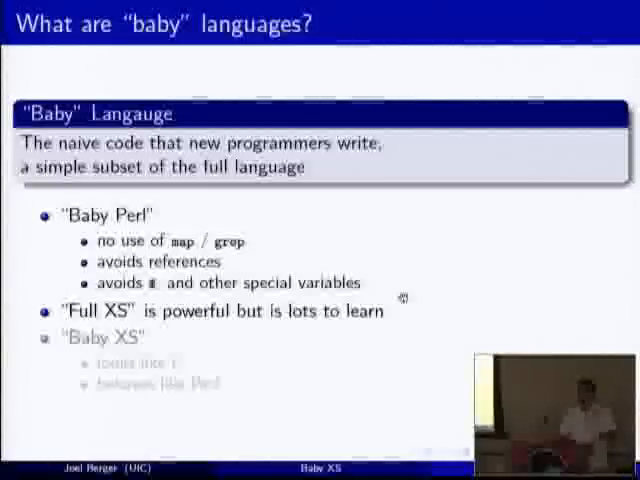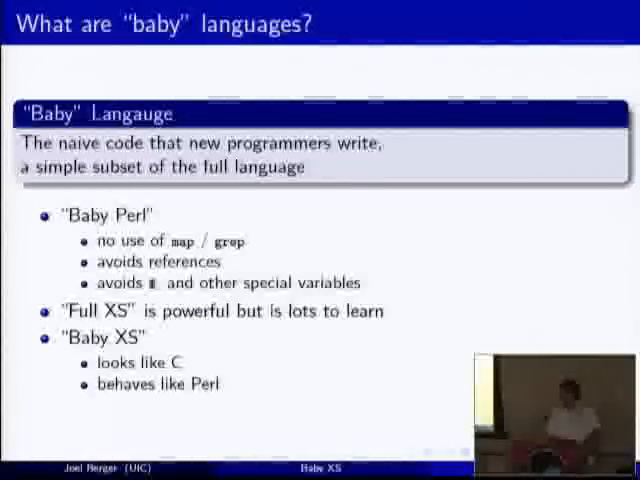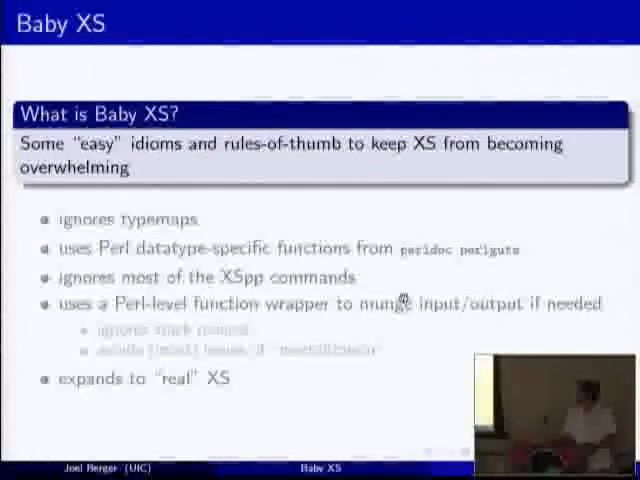So XS is really useful, but it's a lot to learn. So let's talk about baby XS. I'm defining it, but someone else could probably define it better than me. I'm going to say it looks like C, and it behaves like Perl. Think of it kind of that way. You won't be that far off. So these are just going to be some little hints that I'm going to give you. You can do whatever you want.